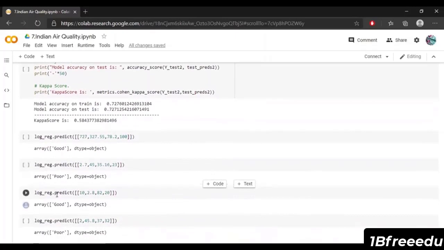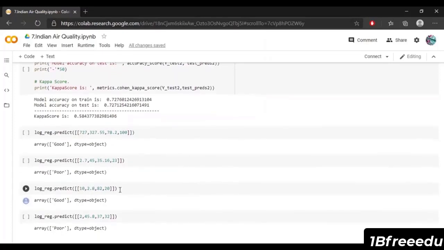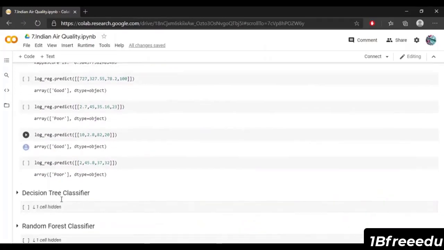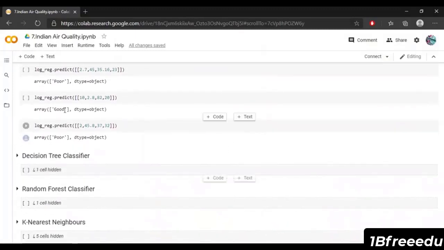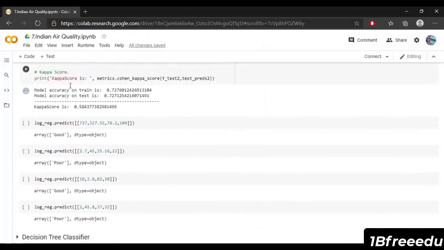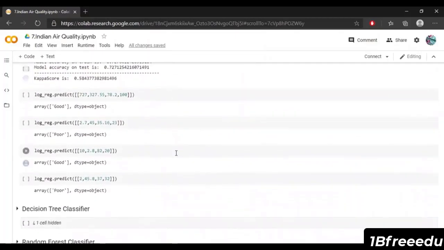Then we used the same model on these values. 10 represents the sulfur dioxide index value, 2.8 represents the nitrogen dioxide index value, and so on. The model predicts that these values are good. And on these other values, the model has predicted poor. These are nothing but the target column or dependent column called the AQI range, which has been predicted by our model.